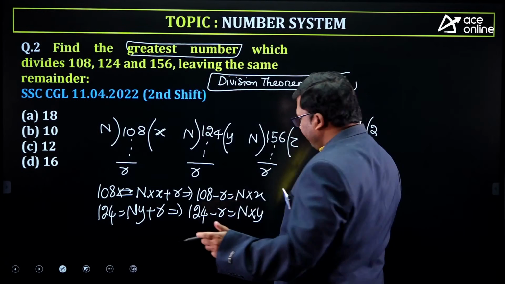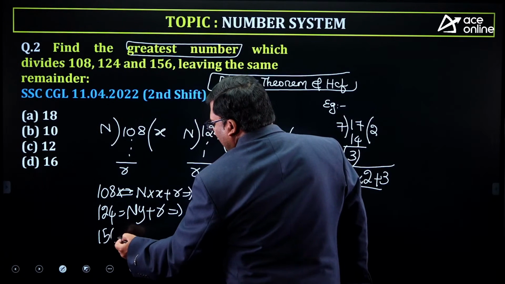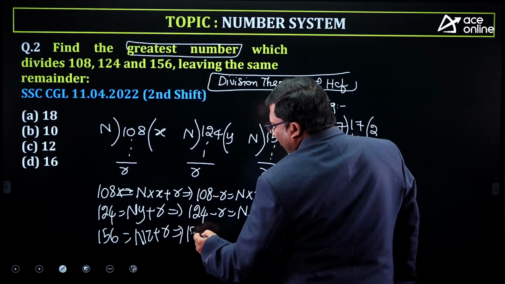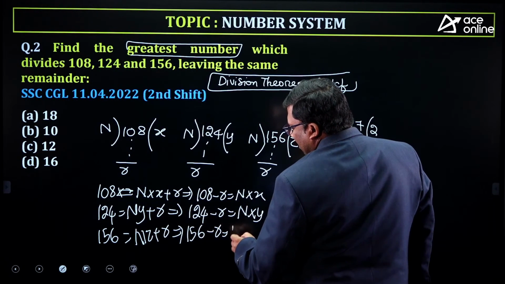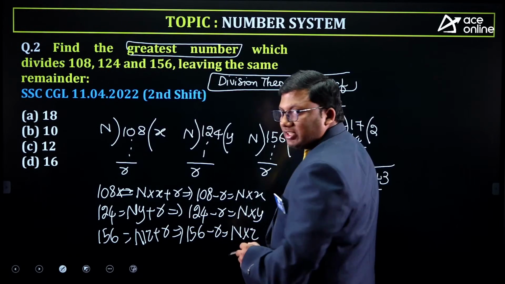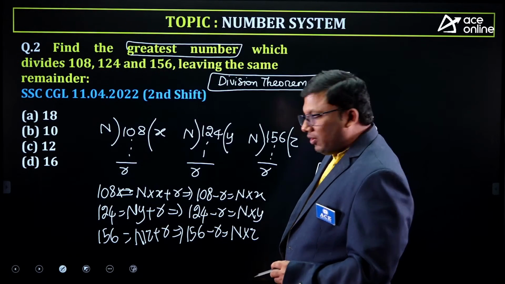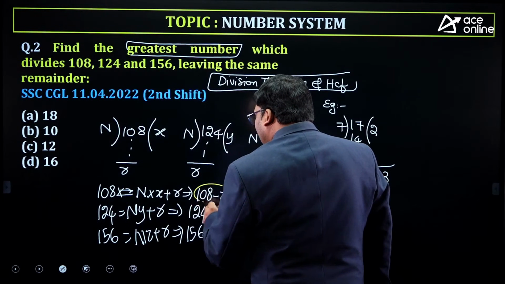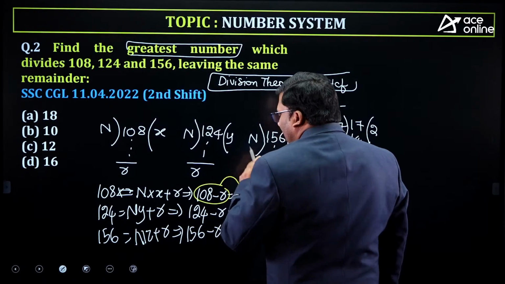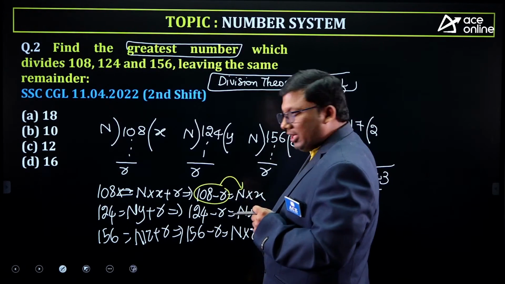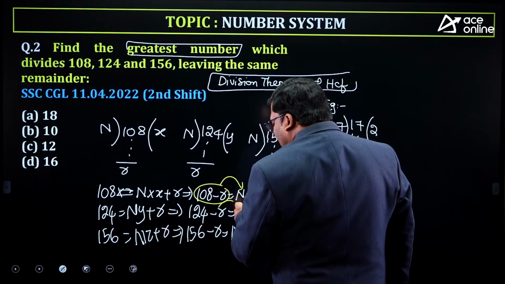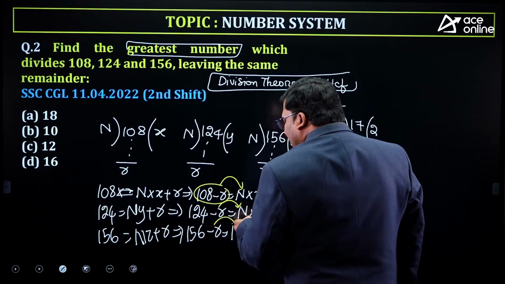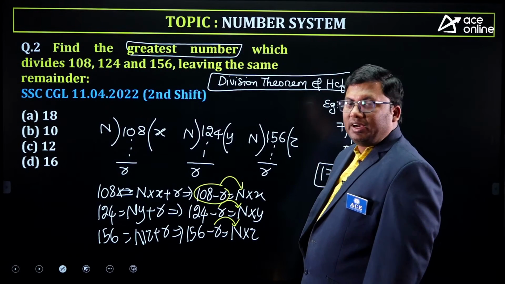Similarly, for the third value, dividend is divisor into quotient plus remainder, so 156 minus r is n into z. Now if you observe carefully, that means 108 minus r should be divisible by n, 124 minus r should be divisible by n, and 156 minus r should be divisible by n.